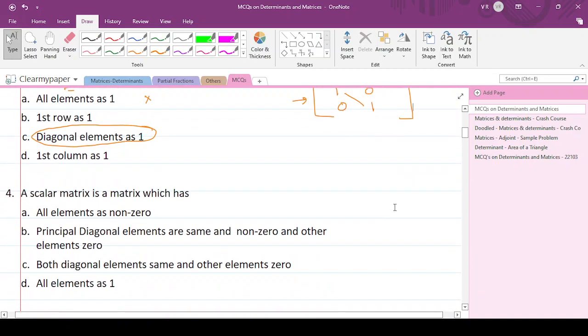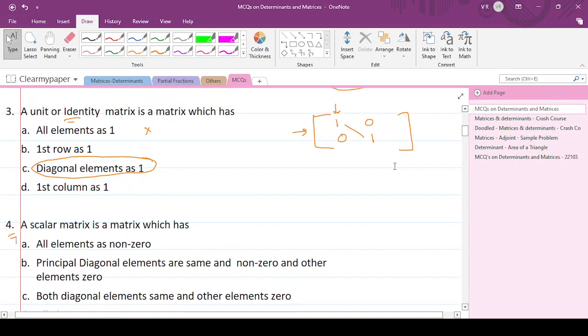A scalar matrix is a matrix. The next question, question number 4. A scalar matrix is a matrix which has, okay, how do you think about that? If you remember, a scalar matrix is also a type of square matrix, and even a unit matrix is also a scalar matrix. And what is a scalar matrix?